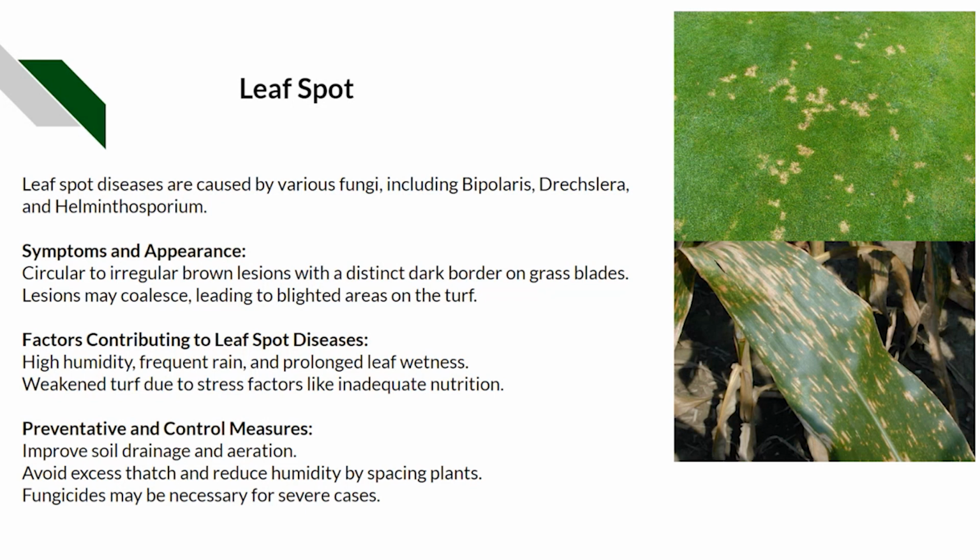So this is when we're leaving dew on over the course of the day while the humidity's up and the sun's out, for example. Weakened turf due to stress factors such as inadequate nutrients and areas that have been having heavy foot traffic. Preventative and control measures: we can improve the soil drainage, we can improve aeration, we can avoid excessive thatch and reduce humidity by spacing plants out so we can then aerate or scarify. Fungicides can also be used for severe cases.